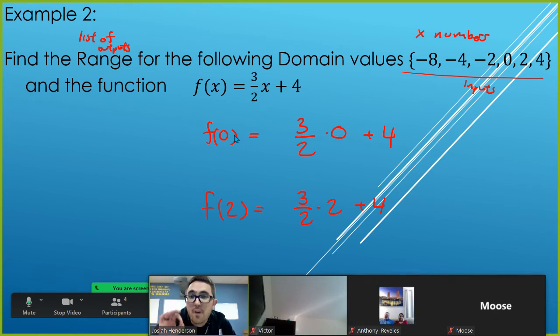What's important is the function. That's the equation at the bottom. And then we also need the domain values. That's like our list of X numbers, inputs. Find the range for these inputs of this function. And I started setting it up in the middle here. If you plug in 0 from our list, f of 0 is equal to 3 over 2 times 0 plus 4. And then below that, if we plugged in 2, here's what that would look like. I didn't work it out, but that's the setup. If you're not comfortable trying those negative ones, at least try the positives and see what you get for those.